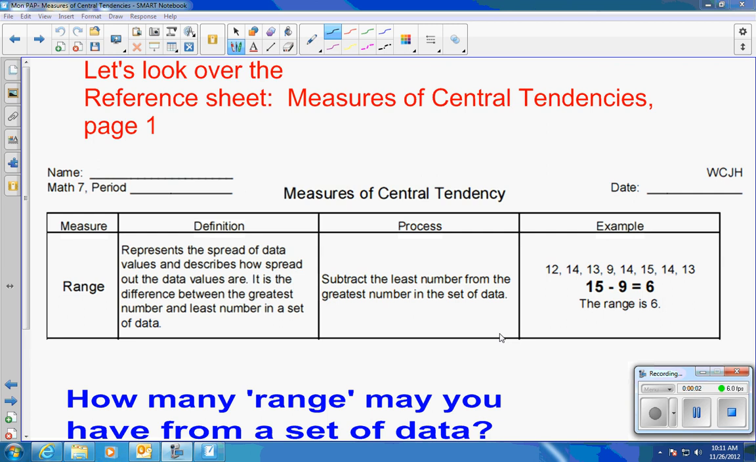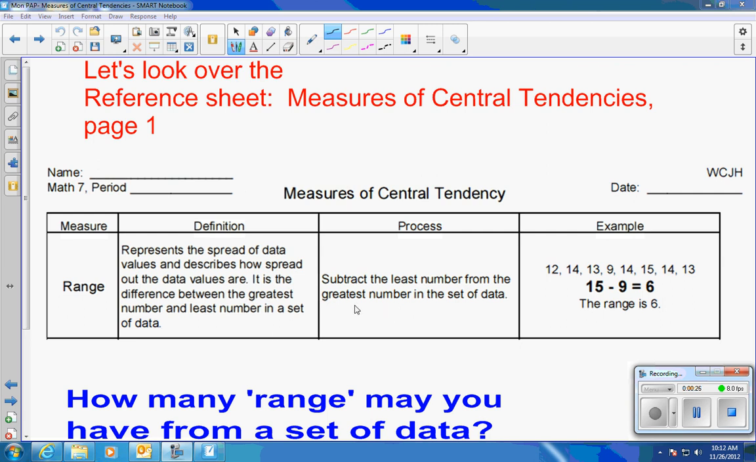This lesson is over measures of central tendency, range, and missing information. The chart that I've given you is just a quick review of measures of central tendency and range. So range is the first one we'll talk about, and that represents the spread of the data. It describes how spread out it is. And it is the difference between the greatest number and the least number in a set of data.